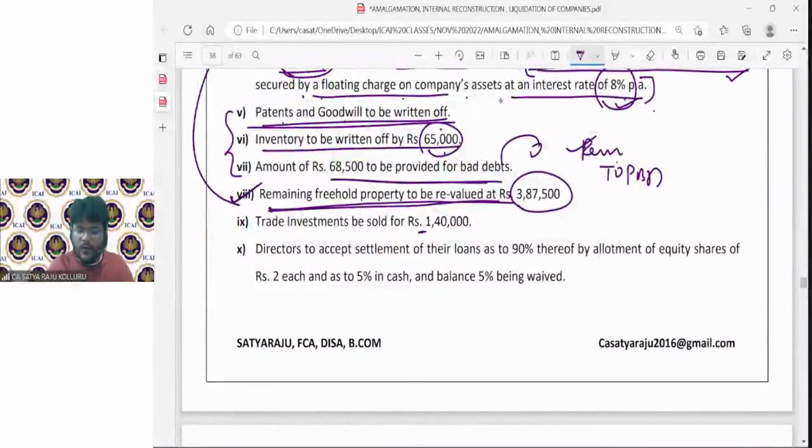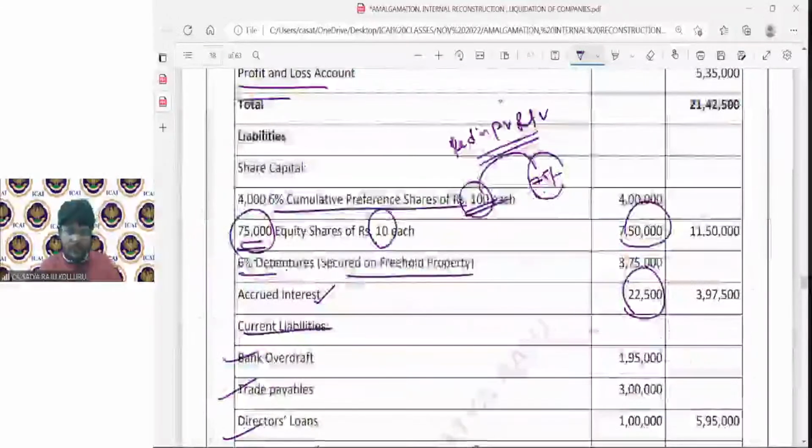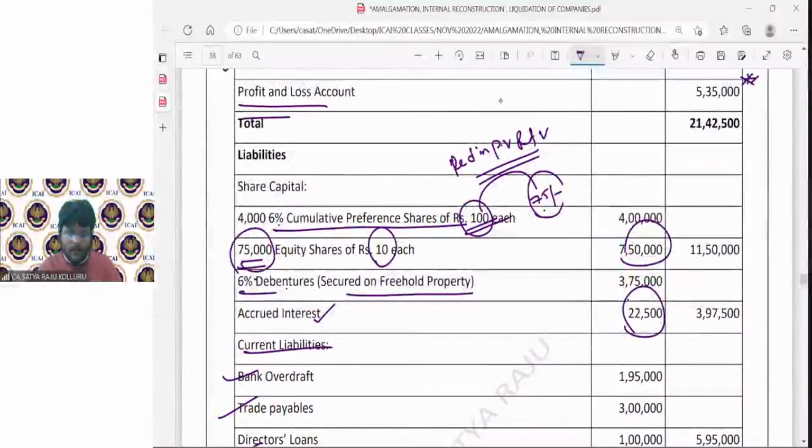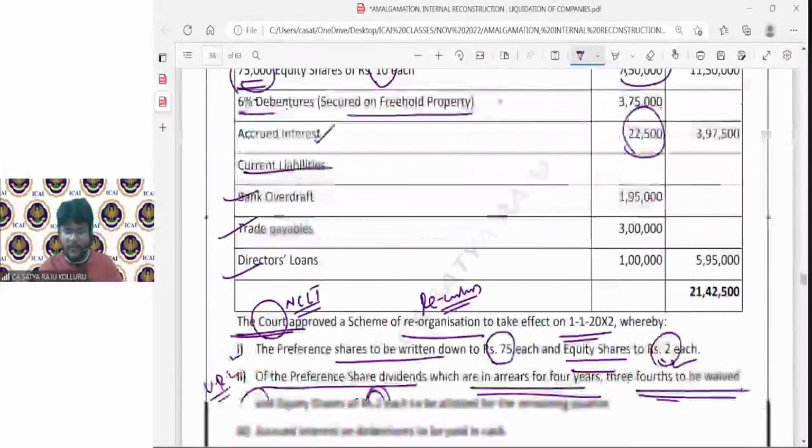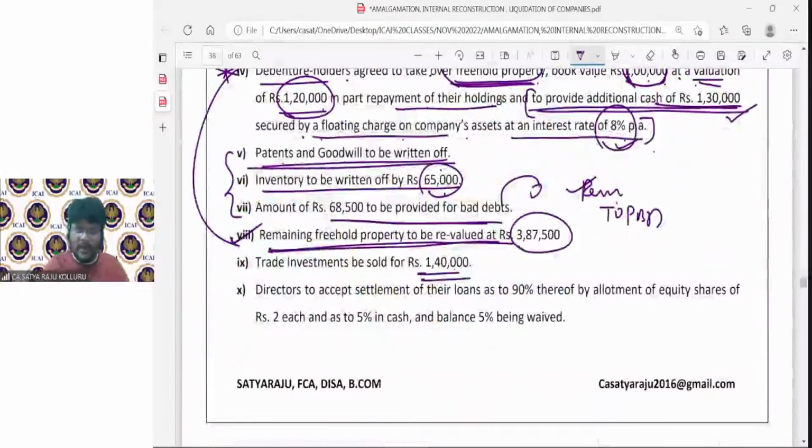Trade investment we sold for 1,40,000. You can provide the entry for this. Trade investment in our books, book value how much? Are you with me, all of you? Don't lose the focus. Trade investment, we are having it at 55,000. We are selling it for 1,40,000.